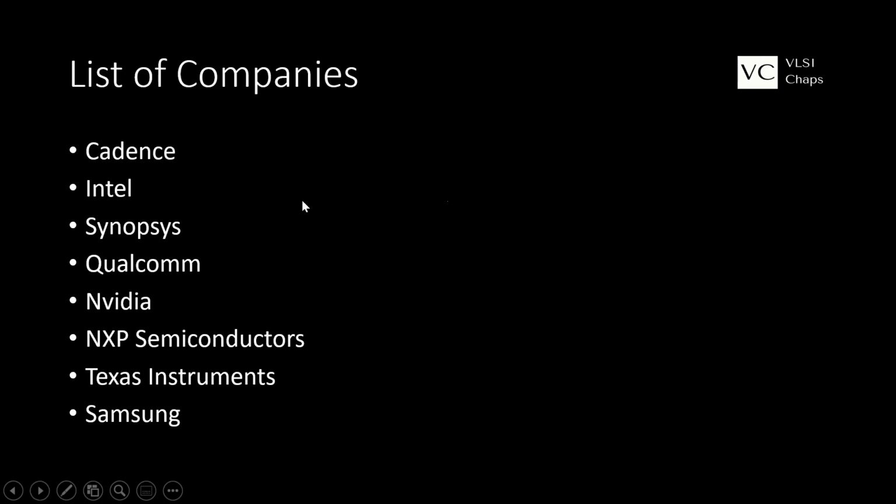And what is the list of companies? There are many companies. I cannot list them all down, but the major companies which develop their product are Cadence, Intel, Synopsys, Qualcomm, Nvidia, and there are some smaller product companies also. Startups are also growing a lot these days. So you can refer to the list of companies on our website.